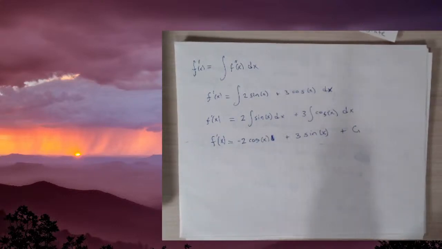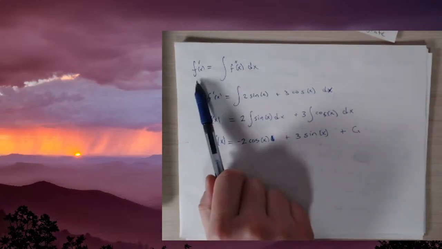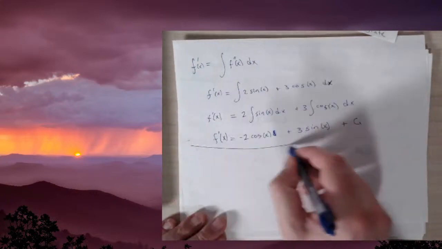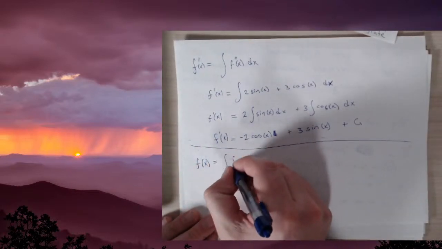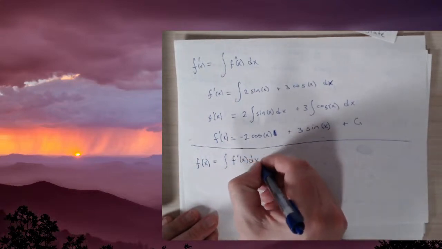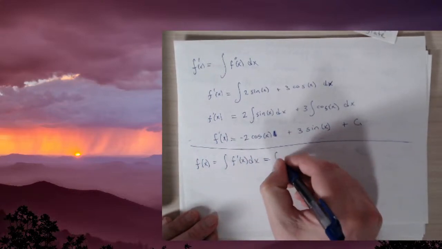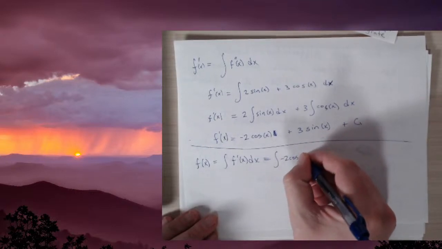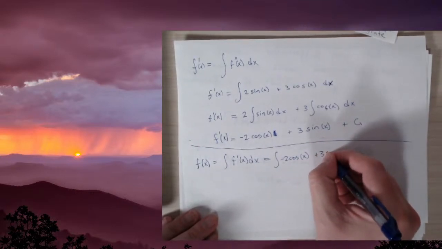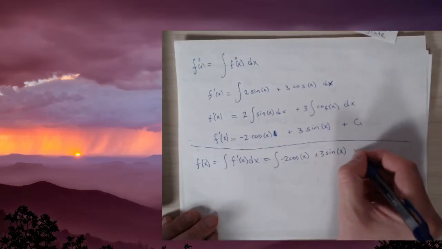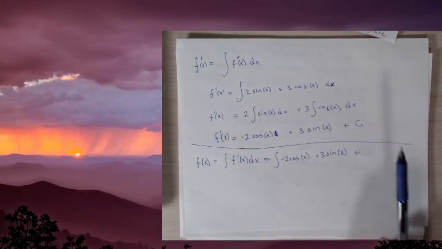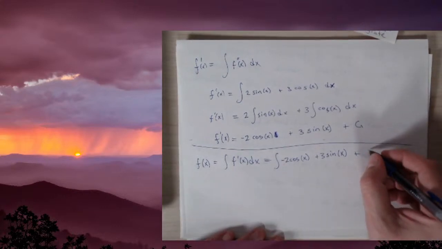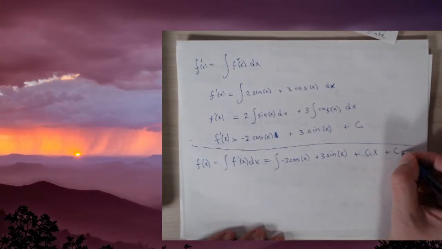We need to find f, and we've gone from f double prime to f prime. So let's just go one more step. This is the exact same notion. f is just the antiderivative of f prime, which, as we just found out, is the antiderivative of negative 2 cosine of x plus 3 sine of x plus, okay, now we've got to be careful here. We have a constant. What is the antiderivative of a constant? Well, a constant, strictly speaking, is just x to the 0, so this becomes c1 x plus our second constant.